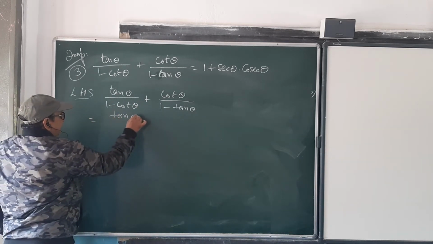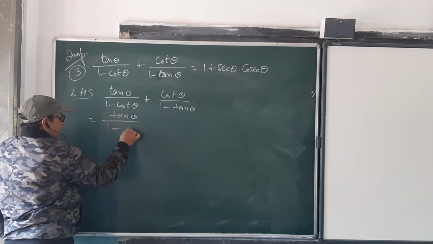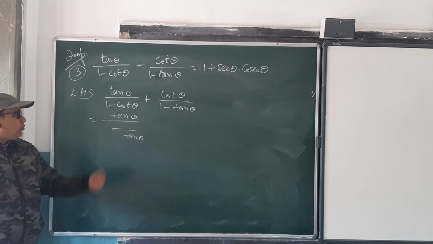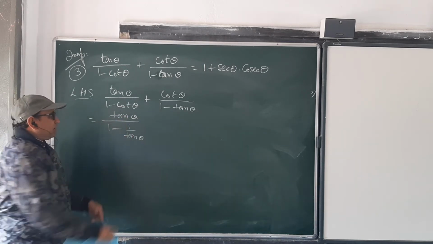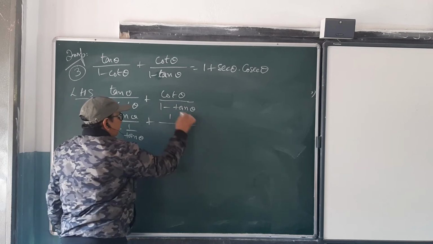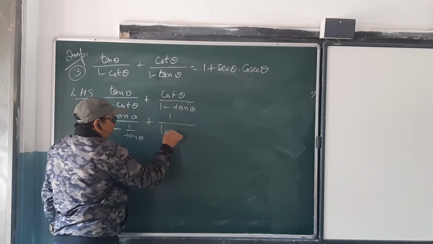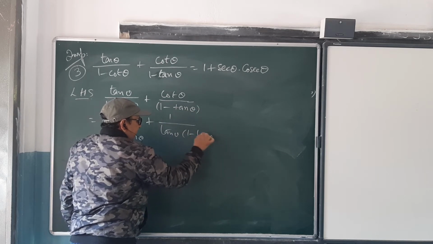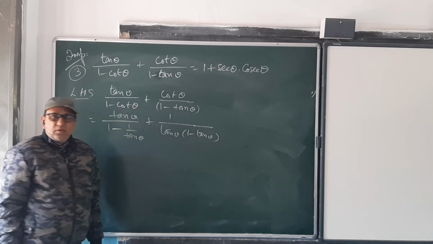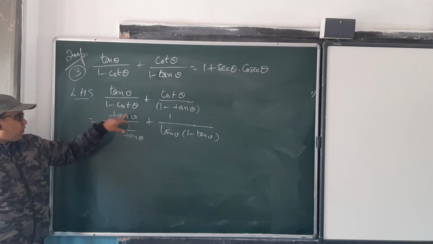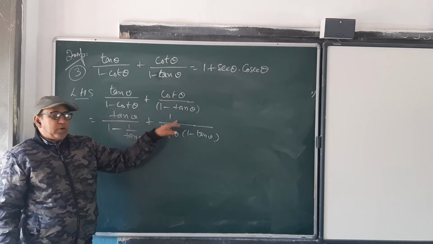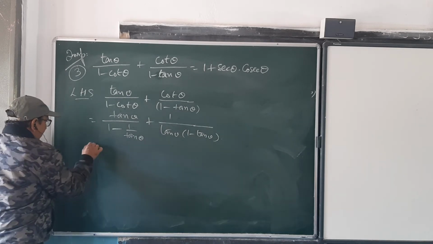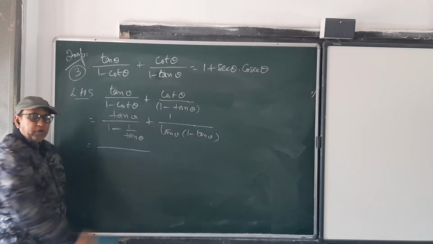Now you can see here, it is tan theta upon 1 minus cot, and cot means 1 upon tan theta. As you know, cot theta equals 1 upon tan theta, plus again this cot is 1 upon tan, and already it is written 1 minus tan theta. You can see once again, I have changed cot to 1 by tan in both places, step number 1. Clear?